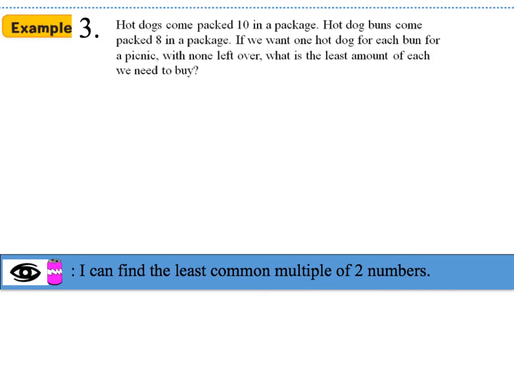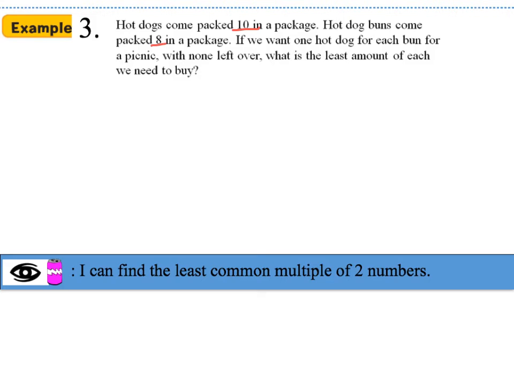For example 3, we have a word problem that says hot dogs come packed 10 in a package. Hot dog buns come packed 8 in a package. If we want 1 hot dog for each bun at a picnic with none left over, what is the least amount of each we need to buy? So in a perfect world, we would have a hot dog package that comes with 10 and hot dog buns that come in 10. But we don't. We've got hot dogs come in packages of 10 and buns that come in packages of 8. So it's not a perfect world.